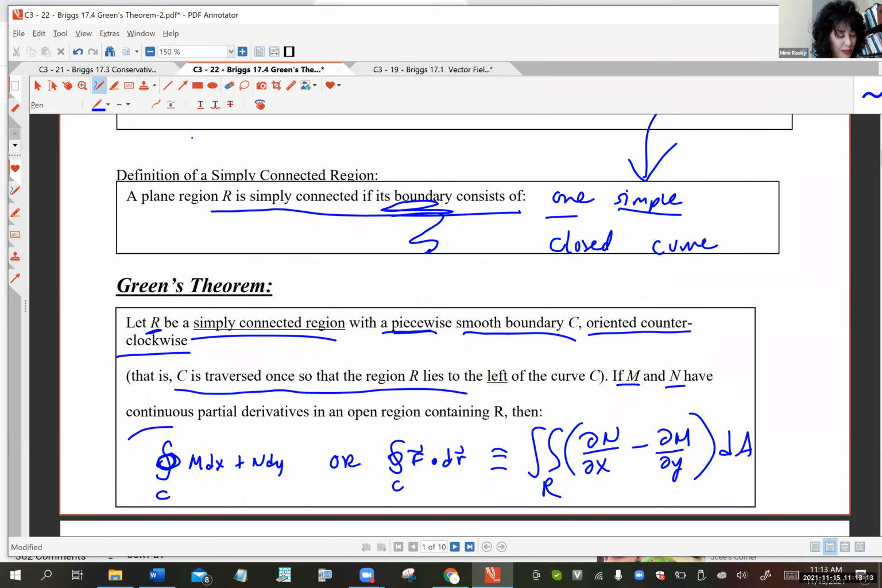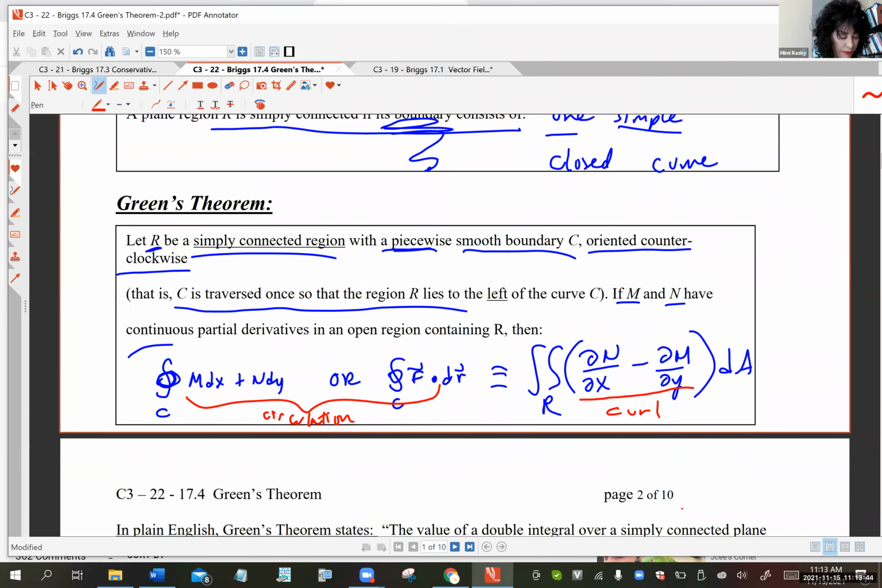Now, some vocabulary, just throw this in for now, and it'll make more sense as we go through the rest of the week. These line integrals here are known as circulation line integrals, and this right here is a curl. Just write this down for now, and later when you read your lecture notes, it will make sense. I'm going to do a partial proof, and then we'll do some examples.